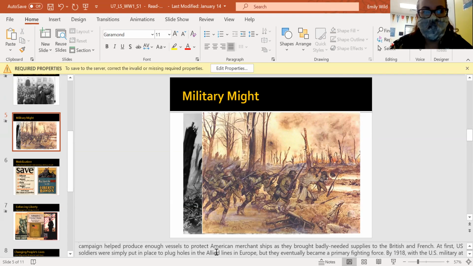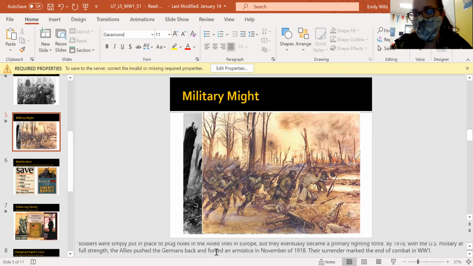At first, the United States put very few soldiers into the war effort, but eventually they would become one of the primary fighting forces, as Europe had suffered so much during World War I. With the United States military at full strength, the Allies were able to push back Germany and force the end of the war in November of 1918. So again, the end of the war comes from American help at the end of November in 1918.